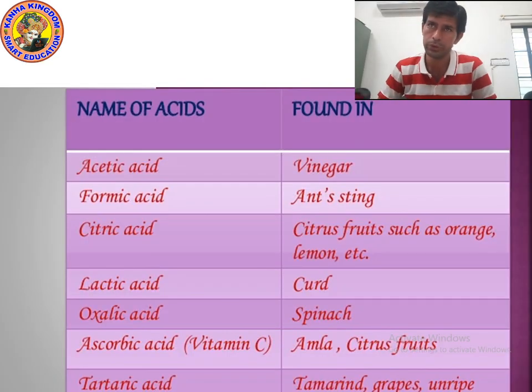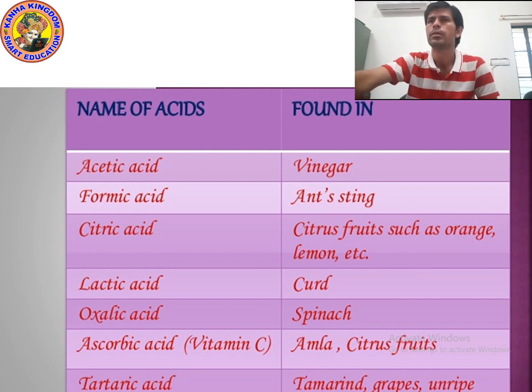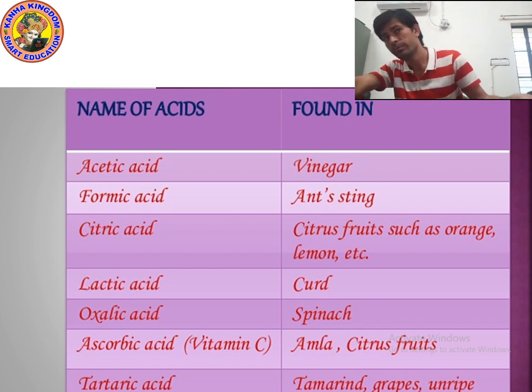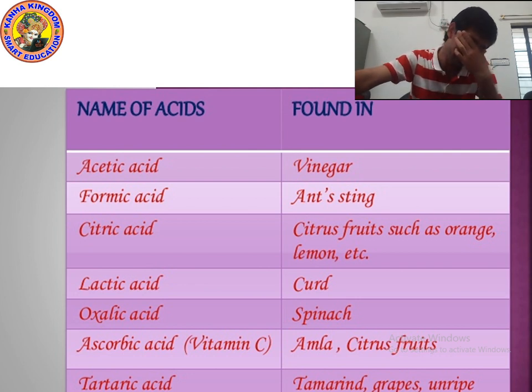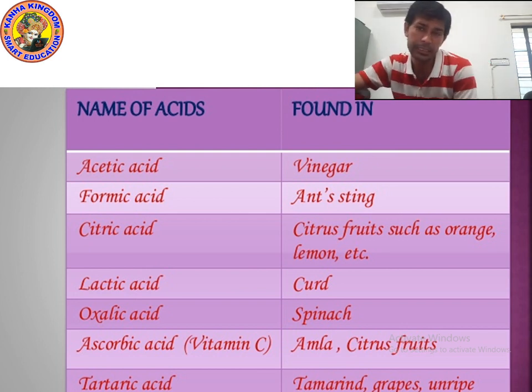Okay, so you can see the names of acids and they're found in different substances, different solutions. First acid is acetic acid. Yes, vinegar, sirka. The chemical formula of acetic acid is CH3COOH. Acetic acid is found in vinegar.